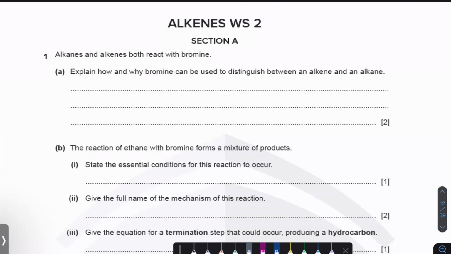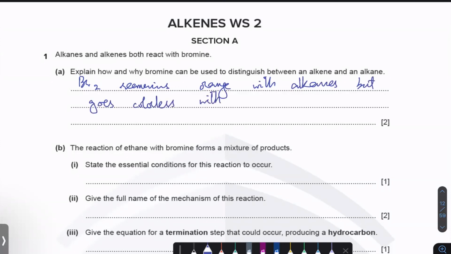It's a very simple thing. If it is an alkane, it doesn't have pi electrons, so it cannot react like something with pi electrons. So we can say that the color of aqueous bromine stays the same. Br2 remains orange or red-brown even with alkanes, but goes colorless with alkenes.